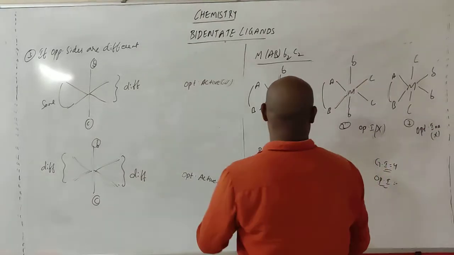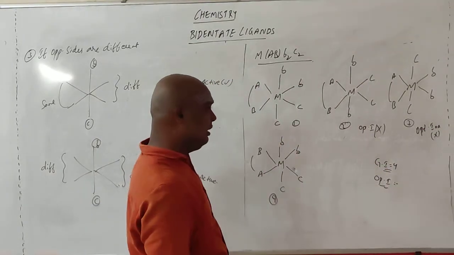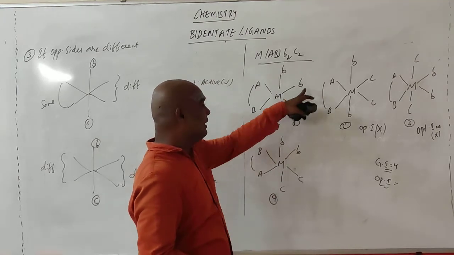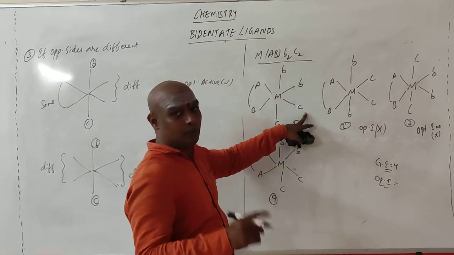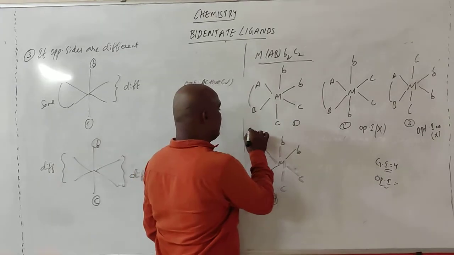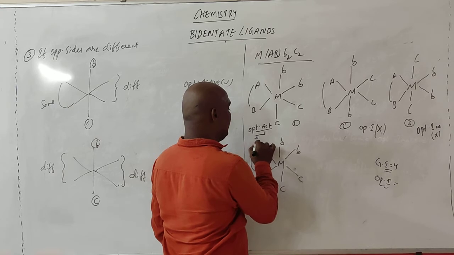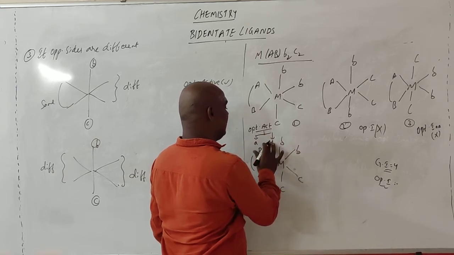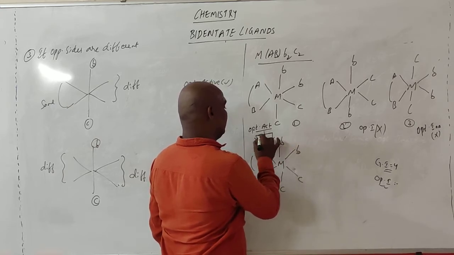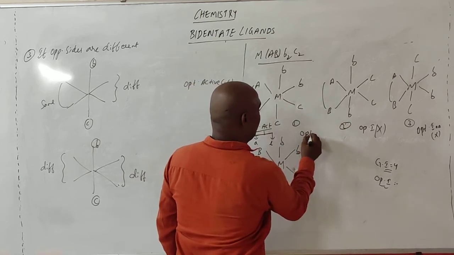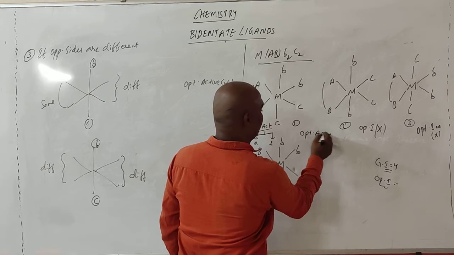Going for here, opposite sides are different. Okay, this side different. Right, one side is different, it is optically active. So this is optically active. So how many you will be getting? You will be getting D. This one as here. So first one is optically active.